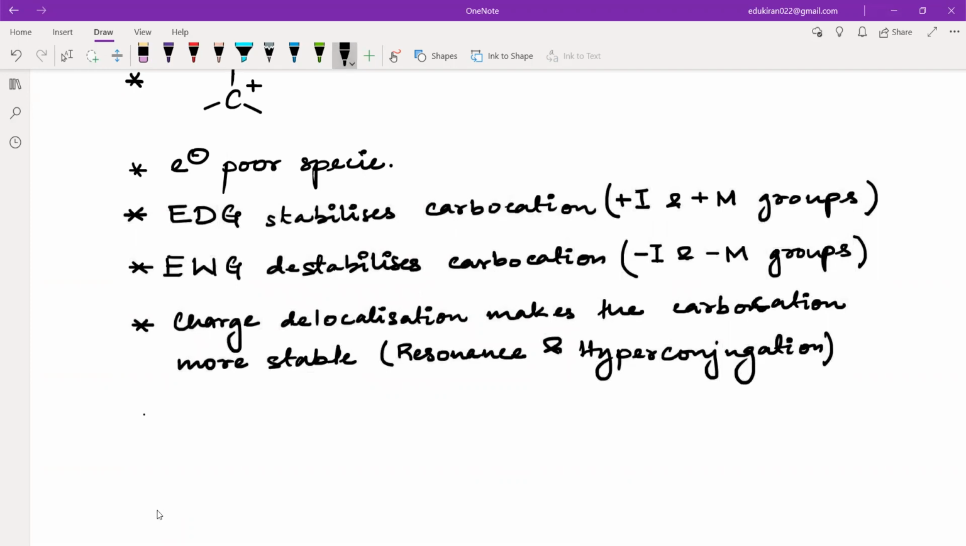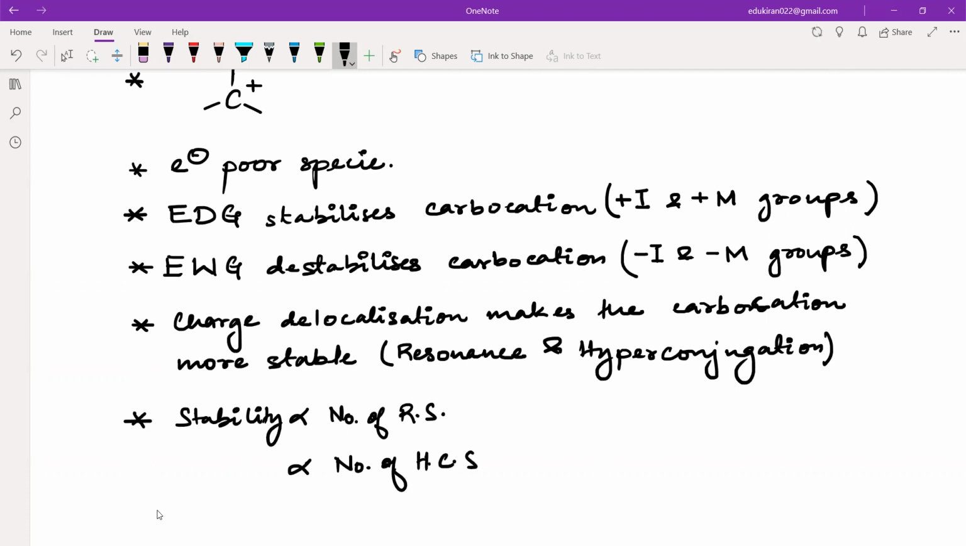In both of these, resonance and hyperconjugation, one similarity is that stability will be directly proportional to the number of resonating structures, and also directly proportional to the number of hyperconjugating structures. And we know that the number of hyperconjugation structures you can infer from the number of alpha hydrogens. So write these points. Let me know if I'm clear about all of this. Yes or no? Tell me.